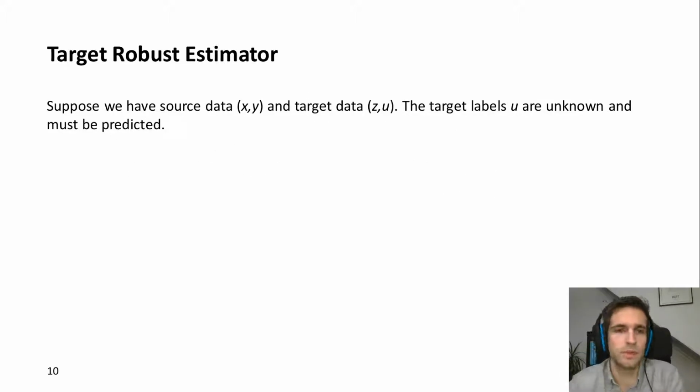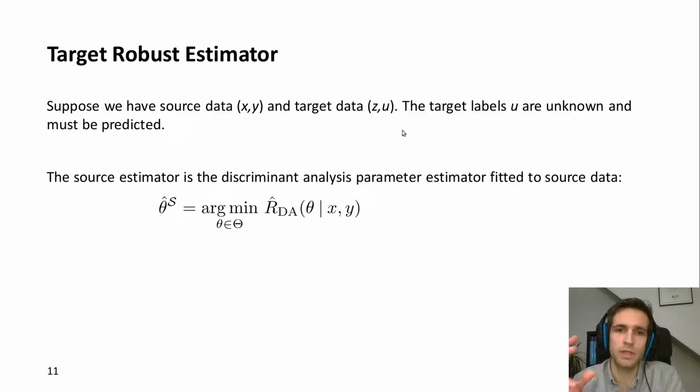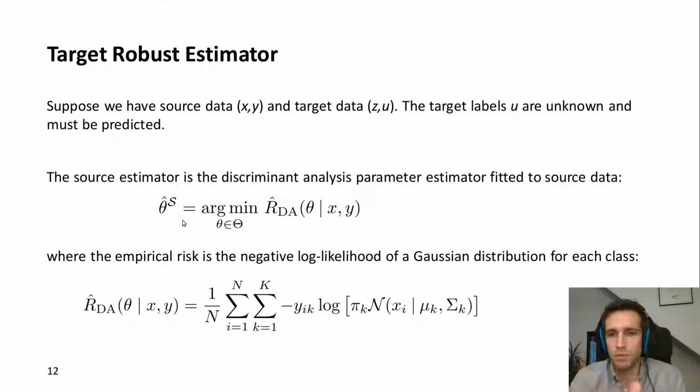Yeah, so let me just rewind a bit. Suppose we have source data X and Y and target data Z and U. The target labels U are unknown and must be predicted. So your source estimator is the set of parameter estimates obtained from minimizing the empirical risk with respect to the labeled source data. So X and Y are the labeled source data, and then this is the empirical risk of the discriminant analysis model, and then we minimize with respect to these parameters producing these source estimates. And so it's a discriminant analysis model, so the empirical risk is the average negative log likelihood of a Gaussian fit to each class. And so theta represents the proportion, mean, and covariance matrix of each of the Gaussians.